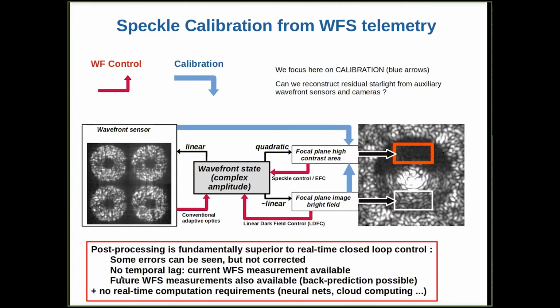If you work in post-processing, you don't have temporal lag because you have access to the current wavefront sensor measurement, which the real-time loop does not have access to. That's why we try to do predictive control in real-time control. But here we actually have the real-time wavefront sensor measurement on time. We even have the future wavefront sensor measurement. So in addition to doing predictive control, we can do back prediction from the future to the present. And if we work offline, we don't have real-time computation requirements, so we can deploy neural nets and cloud computing resources, and all of these become possible.